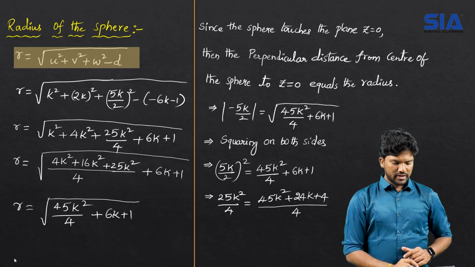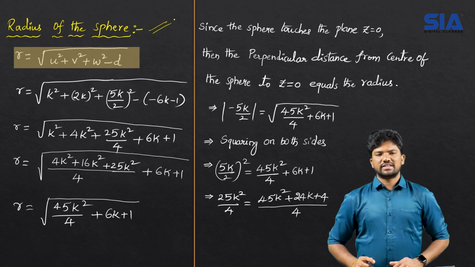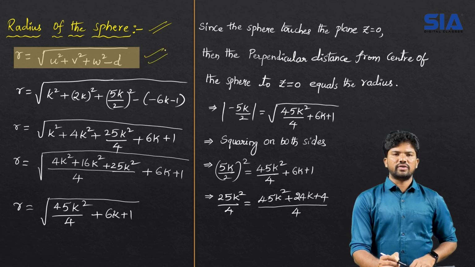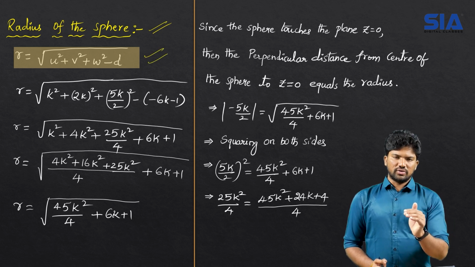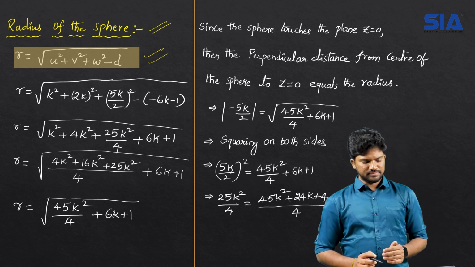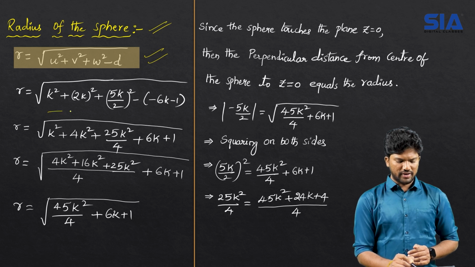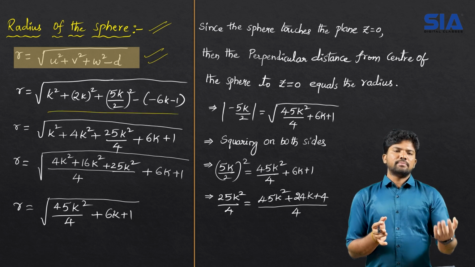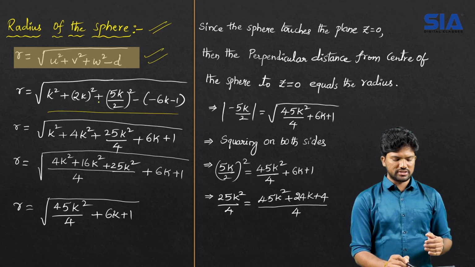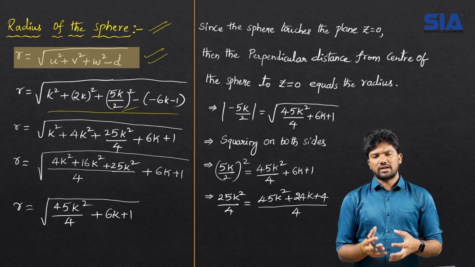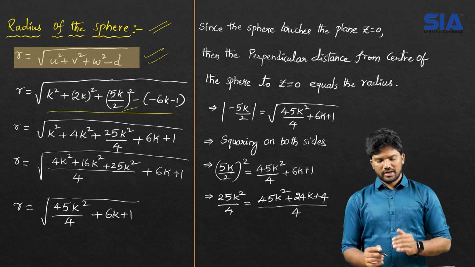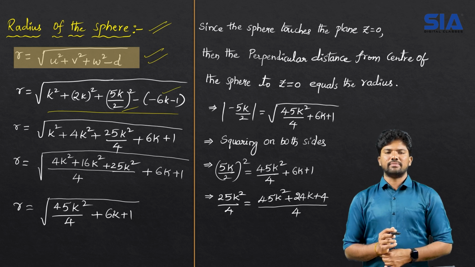Okay. So now the radius of the required sphere. The radius of the required sphere is small r is equal to, you know very well the formula, under root of u square plus v square plus w square minus d. This is the formula. Now substitute the corresponding values. U is k, that means k square, plus v square, 2k whole square, plus w square, 5k by 2 whole square, minus d value, minus of minus 6k minus 1.